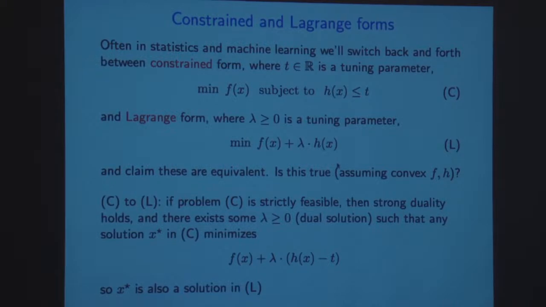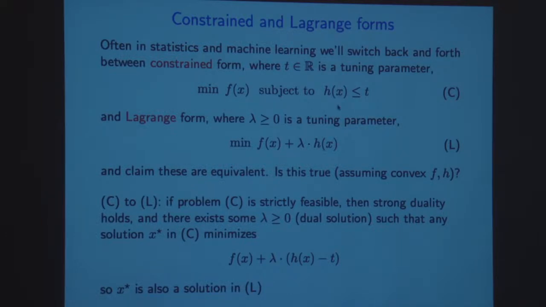So we're going to assume that f and h are convex. Let's try to go from the constrained form to the Lagrange form and see what we can do there. If this constrained form problem is strictly feasible, if there's an x for which h of x is strictly less than t, then strong duality is going to hold because it's a convex problem that is strictly feasible. By Slater's conditions, strong duality is going to hold.